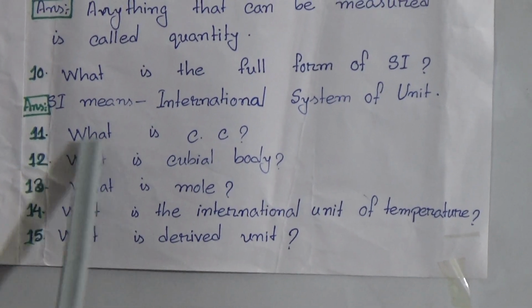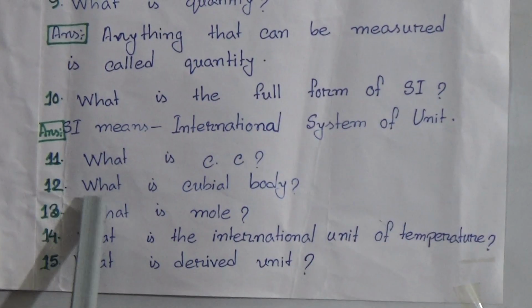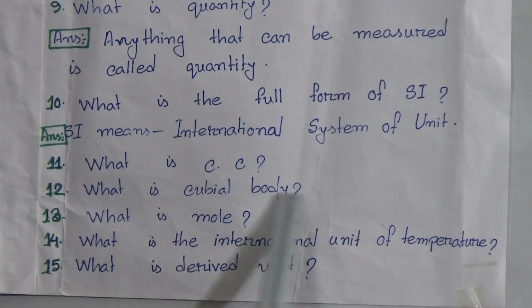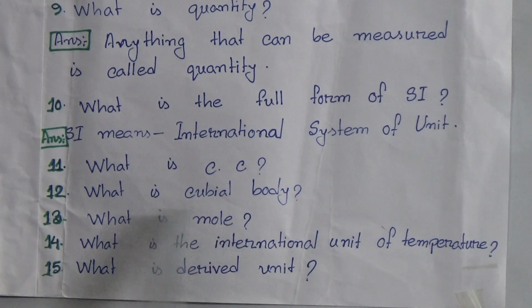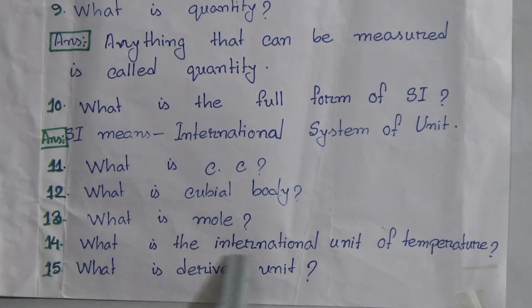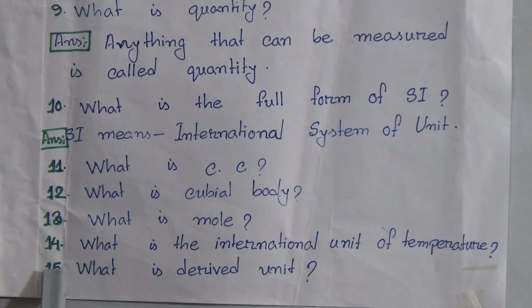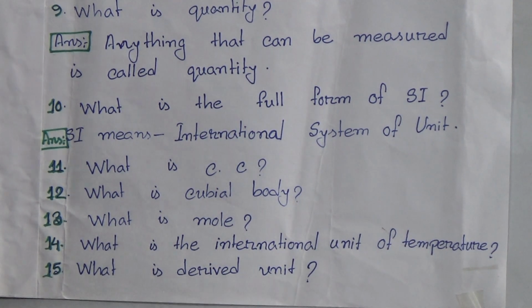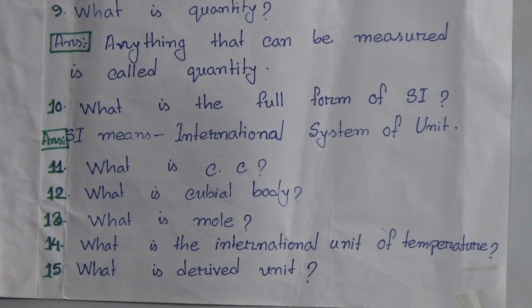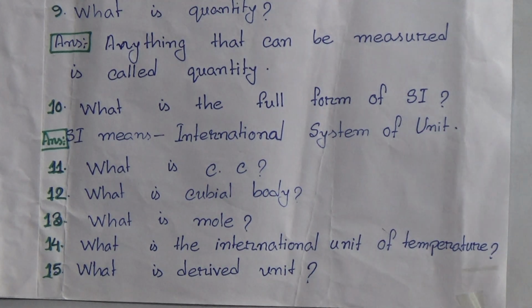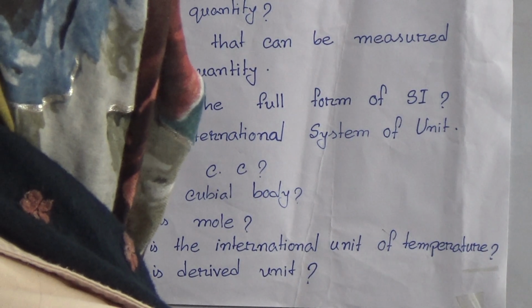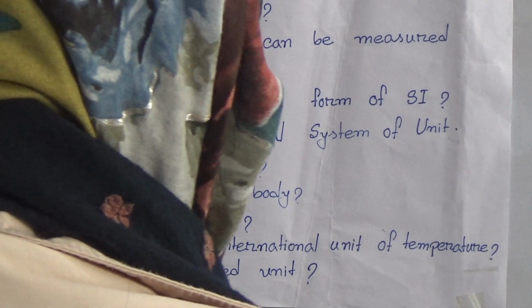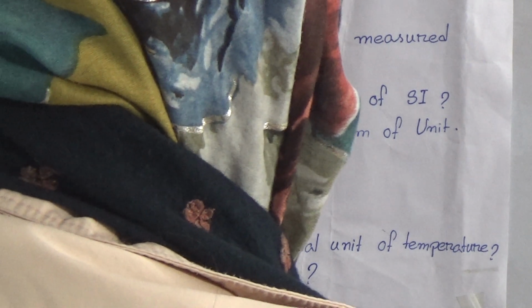Questions are given here. What is cc? Number 12, what is a cubical body? And number 13, what is mole? And number 14, what is the international unit of temperature? And number 15, what is derived unit? Students, you will make these answers by yourself. It will be your SW. So your number 2 SW will be knowledge based questions from 11 to 15.